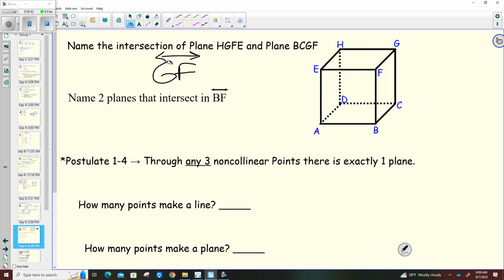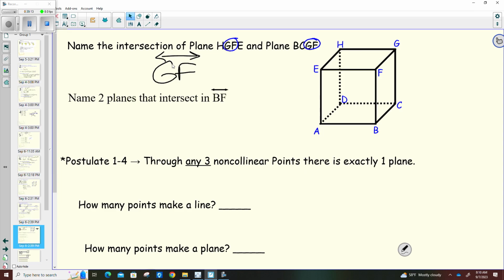If you didn't see it, I want somebody to tell me if there's a shortcut where I don't have to look at the picture. Looking at the way I named those, because I used all 4 letters. Nice. We got it here. We know they intersect in a line. There's the 2 points that are in both of them. But if you didn't see that, you got to find them. HGFE is up here on top. BCGF is over here. Where do those two planes hit each other?